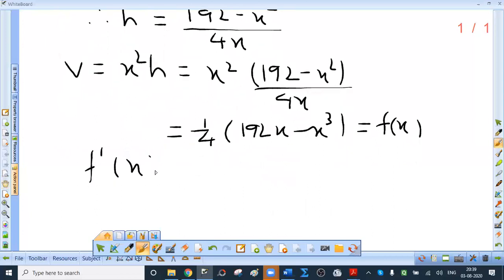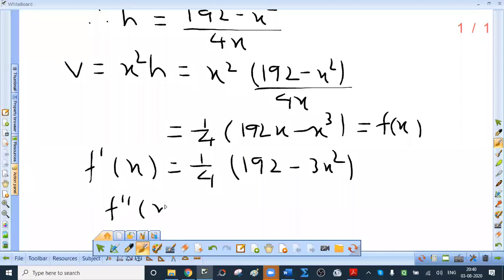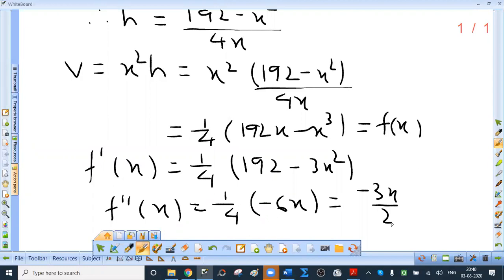So find out f dash of x. Here finding derivative is not that difficult. So it is 192. What is derivative of x cube? It is nothing but 3x square. Then f double dash of x. So it is 1 upon 4 into minus 6x. So minus 3x upon 2. Write down.